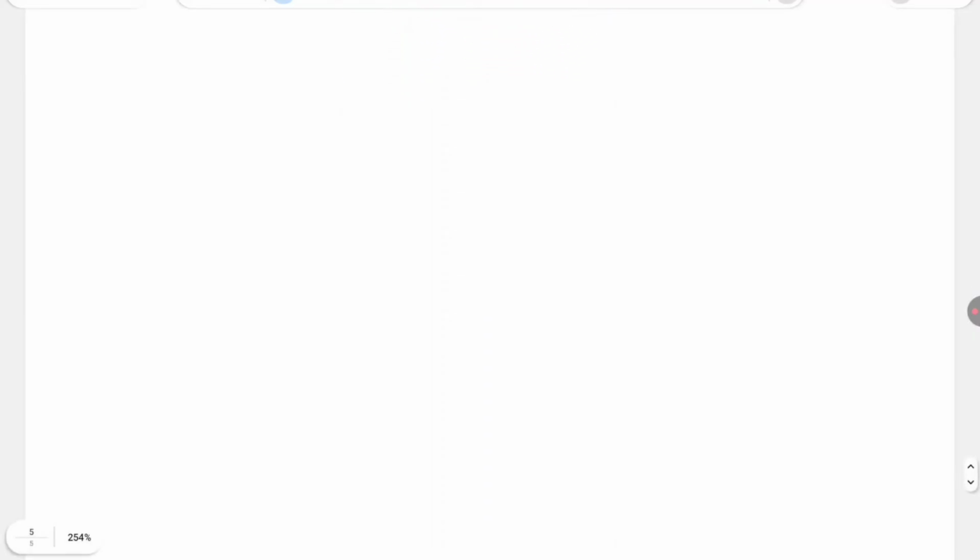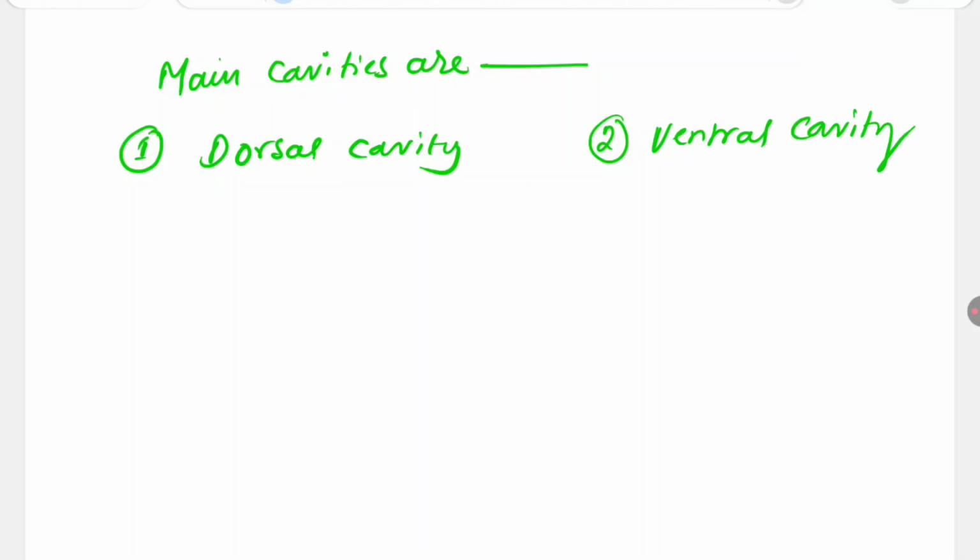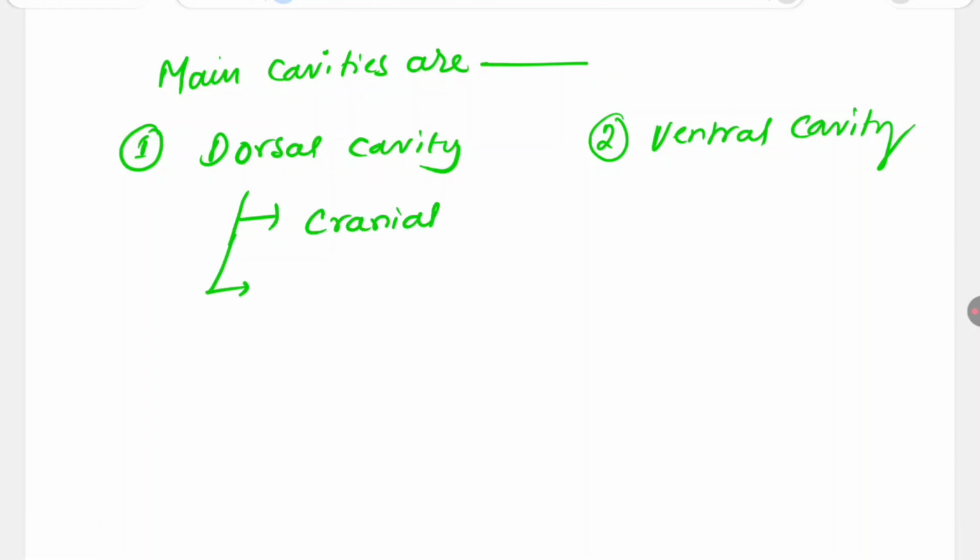Body cavities. The main cavities are, first one is dorsal cavity, and second one is ventral cavity. This dorsal cavity is again divided into two. One is cranial cavity and one is vertebral cavity.